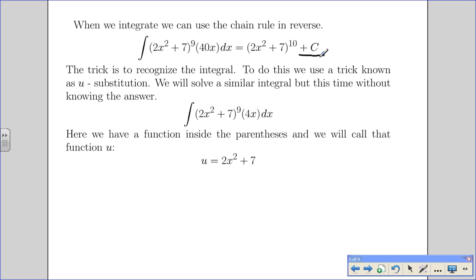Now, the hard part is recognizing this integral. When we had something like x to the 4th or x to the 10th, it was very easy because it was just x raised to a power. When you have the chain rule, it's not so easy, and you have to do something known as a u-substitution. So what we're going to do is rewrite our expression so that it only has one variable instead of a complicated polynomial in that parentheses. So we're going to take that entire 2x squared plus 7 and replace it with one single letter that we call u.